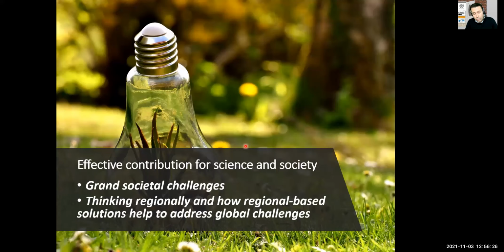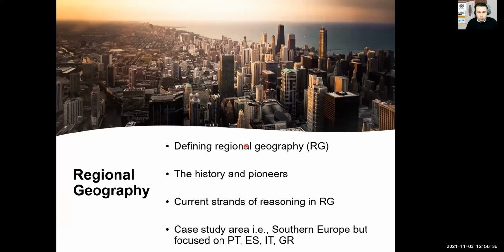And often these regions, they provide interesting solutions to problems that are considered global. That's one of the take-home messages of this general approach to regional geography.